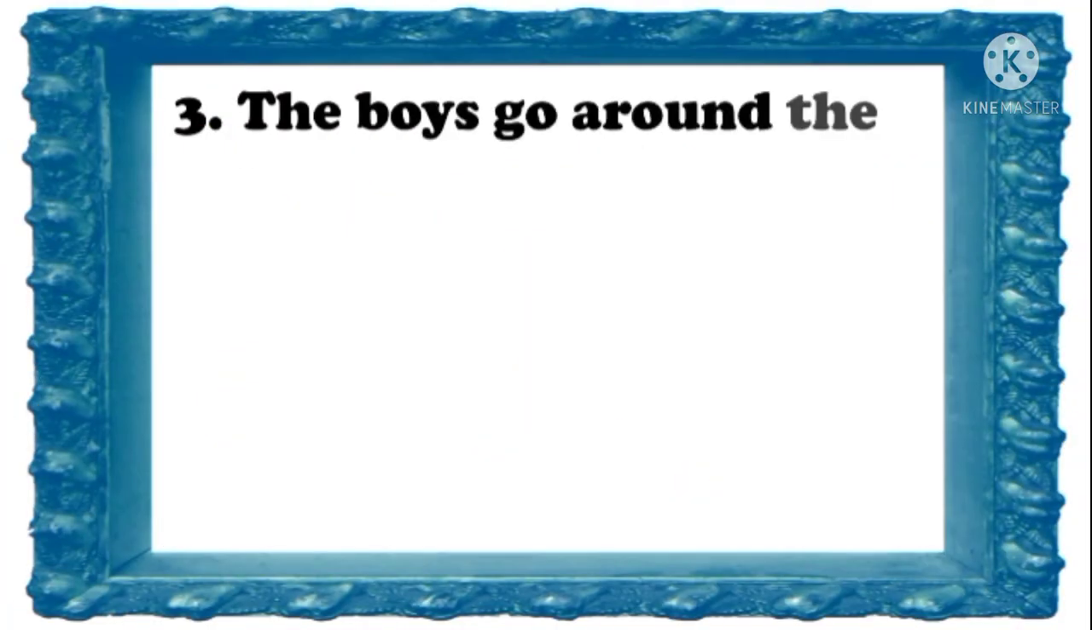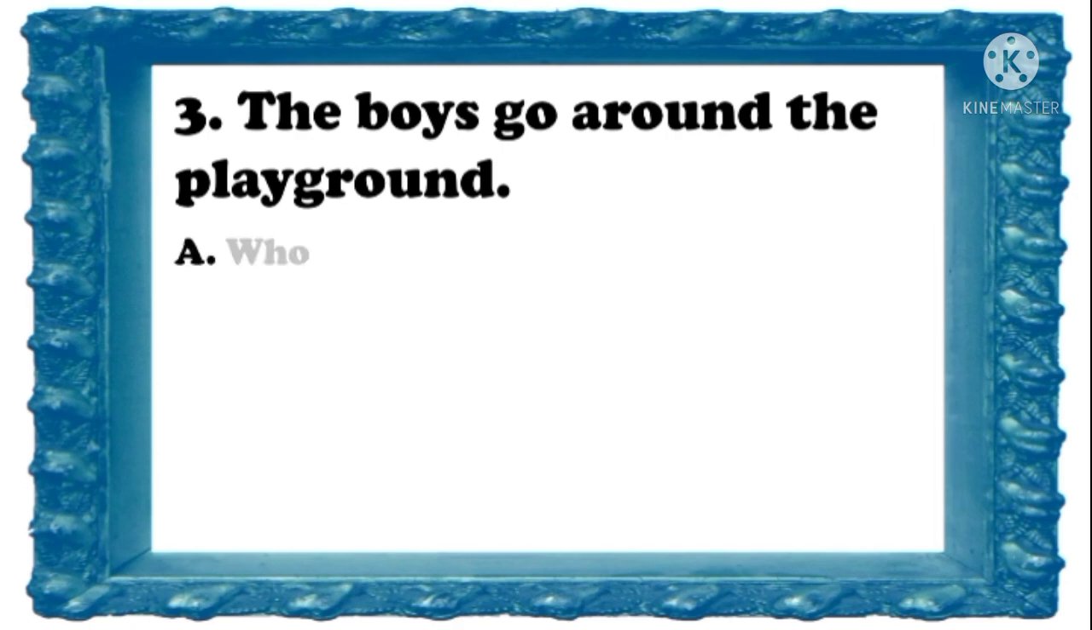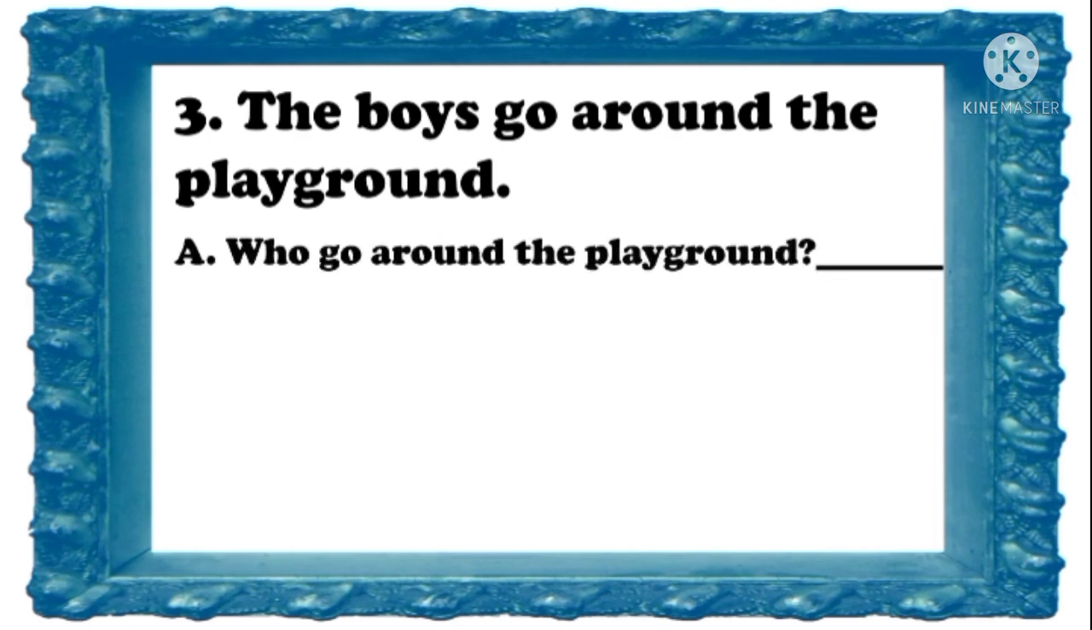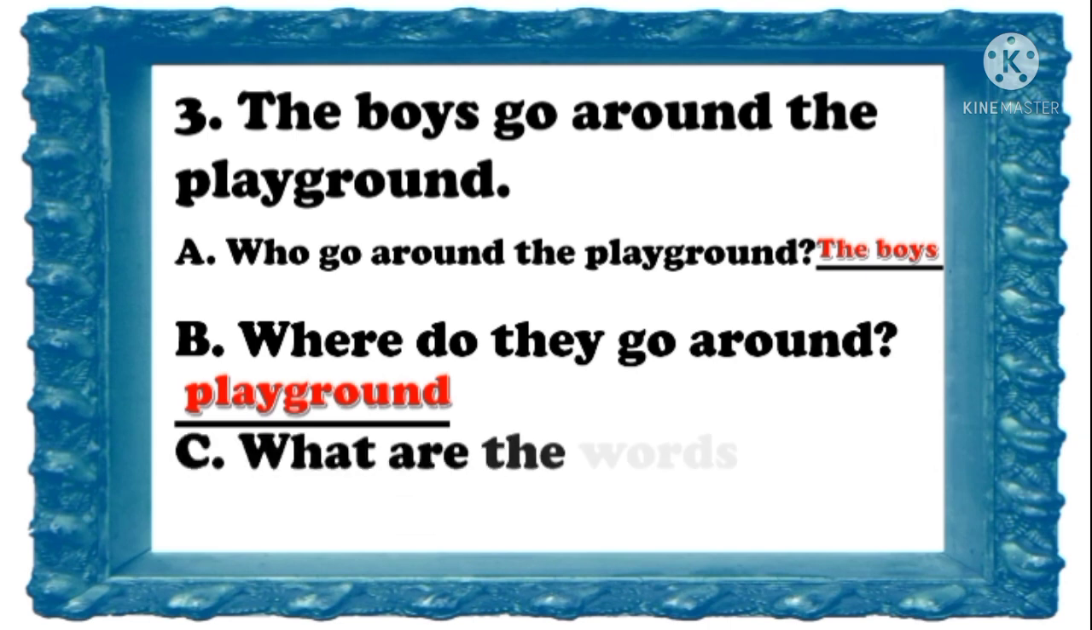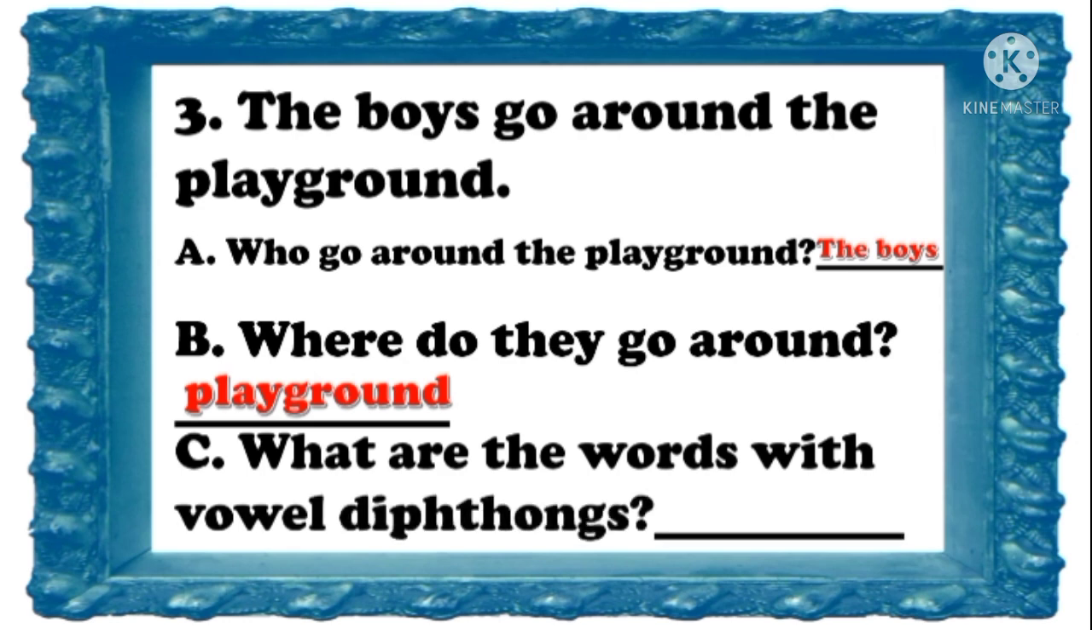Number 3. The boys go around the playground. A. Who go around the playground? The correct answer is the boys. Letter B. Where do they go around? The correct answer is playground. And letter C. What are the words with vowel diphthongs? These are boys, around, and playground.